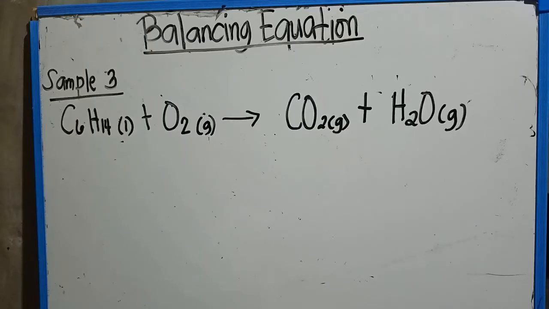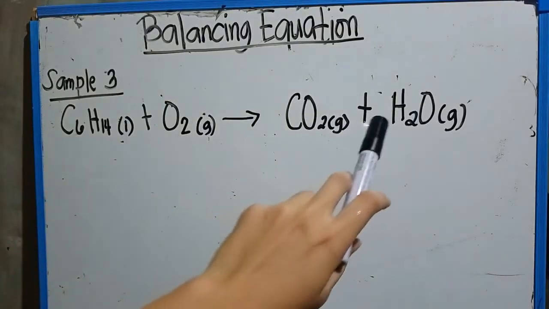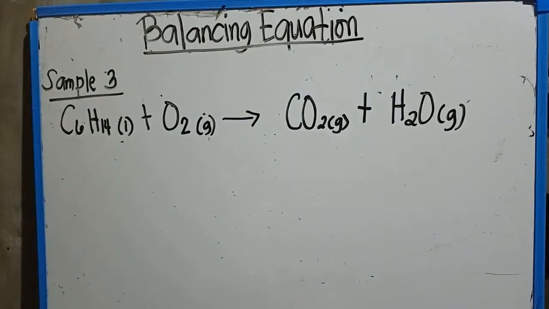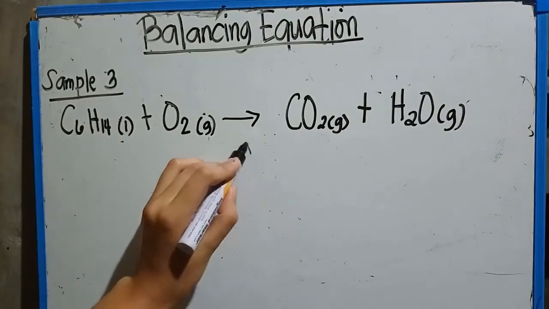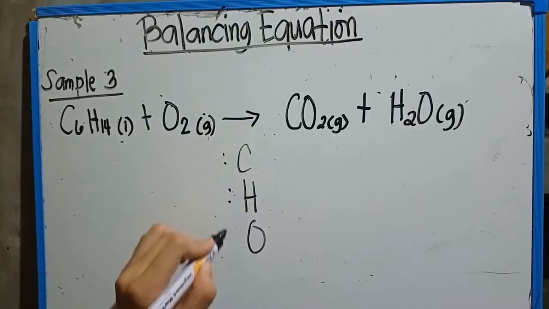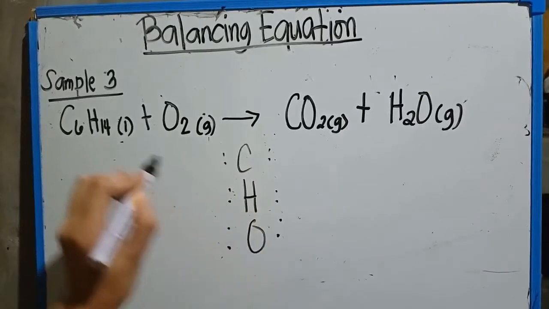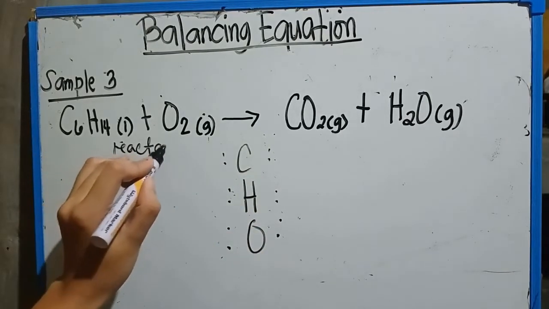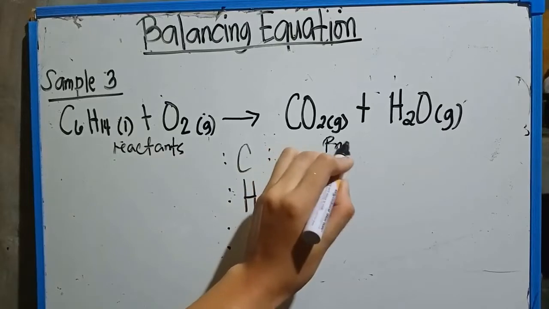For our last and third example, so we're going also to balance. So just like what we did from sample 1 and sample 2, so the difference lang is the coefficient is very high. So we need to find talaga the exact number to balance the reactants in our products. So write first the elements, then their coefficients. From reactants, then our product.